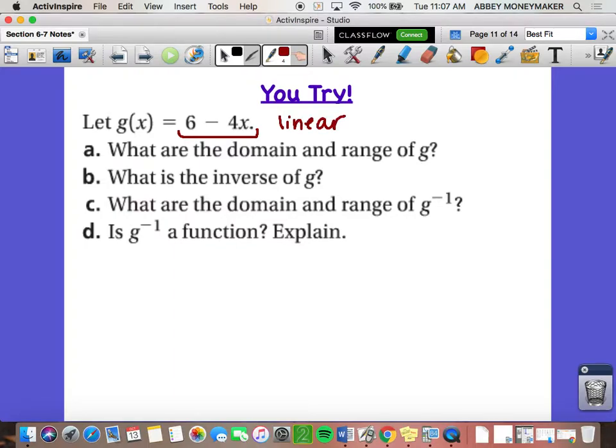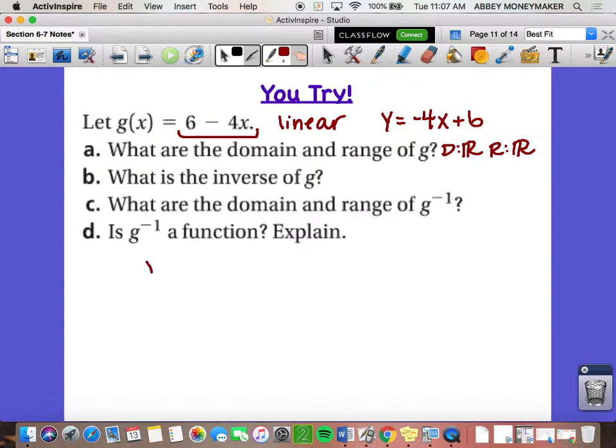It's just not in the form that we're used to seeing. We normally see it as y equals mx plus b, so if you want to rewrite that as -4x plus 6, you can. So what's the domain and range? Well, that's a linear function, so we know the domain and range is all real numbers for both.